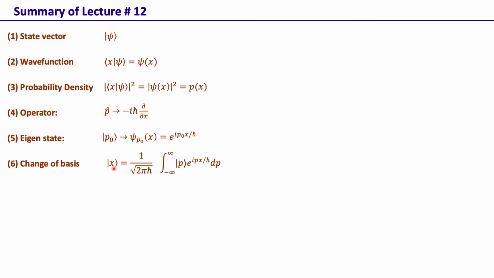We also looked at the change of basis. That means a basis vector in one basis can be represented in terms of the basis vectors of some other basis. Here we are representing a position basis vector in terms of the momentum basis vectors. So this is how we can go from one basis to the other. This we can also use for calculating the wave function in one basis, knowing the wave function in some other basis. We looked at the concept of measurement in quantum mechanics in brief.